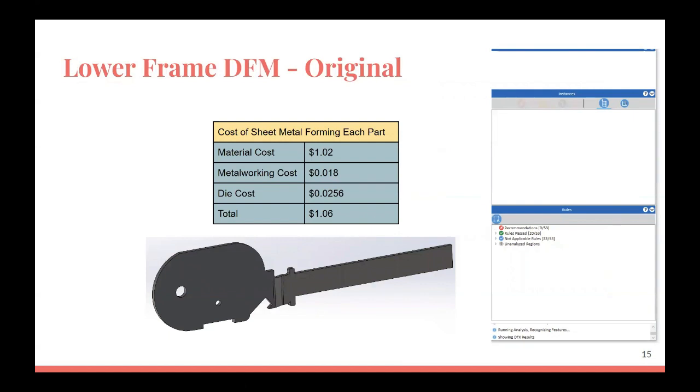For the lower frame DfM, we found the material cost to be $1.02, the metalworking cost to be about 2 cents, and the die cost to be 0.0256, with a total of $1.06. And the DfM Pro offered 0 recommendations for the original part.